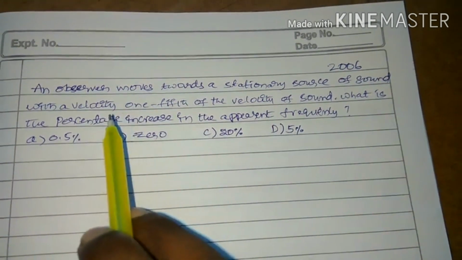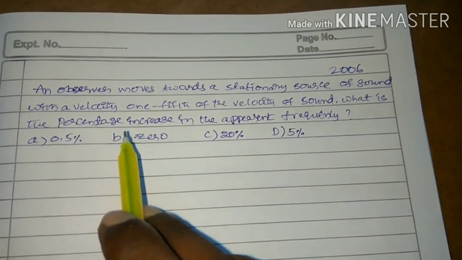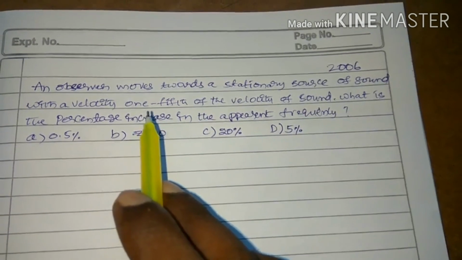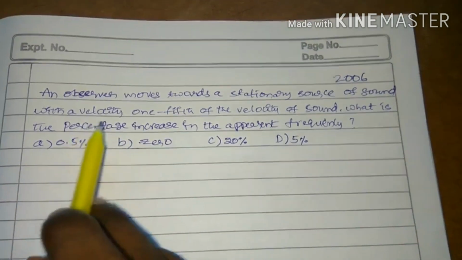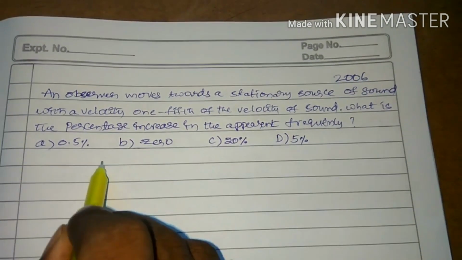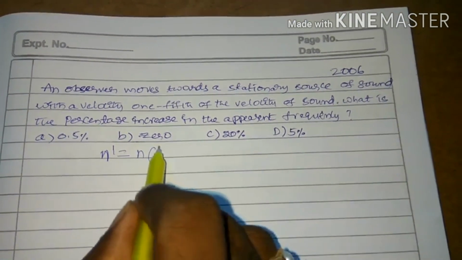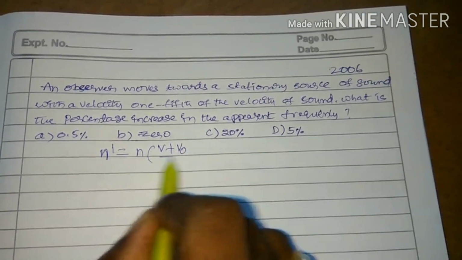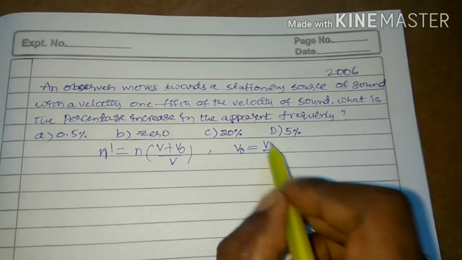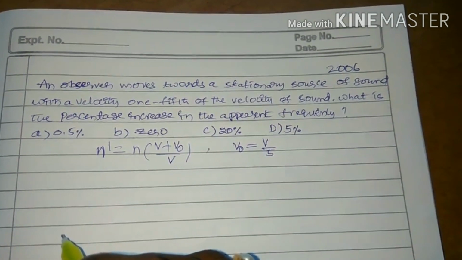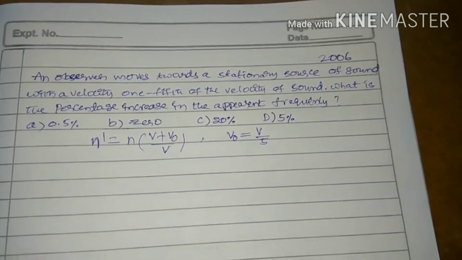Already we know the observer velocity VO is 1/5 of the velocity of the sound. Whenever the observer moves towards a stationary source, the apparent frequency n dash is equal to n into (V plus VO) by V. Here VO is V by 5, 1/5 of the velocity of the sound, so we have to substitute the values.